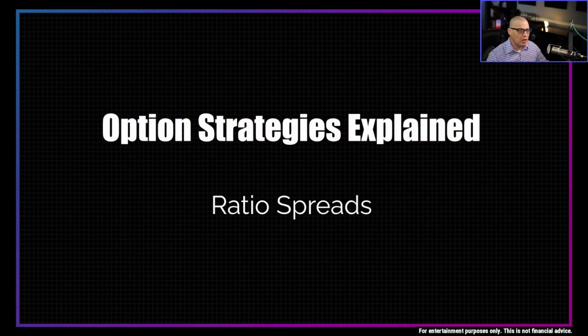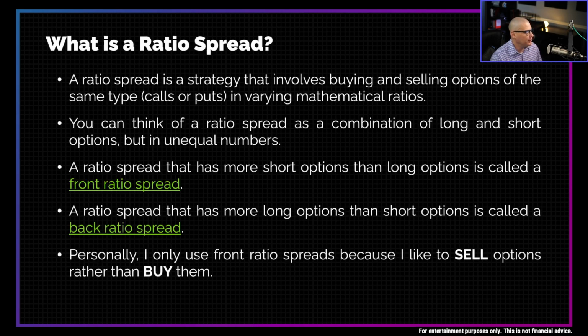And one way to reduce your risk is, instead of doing just your standard naked short put, naked short call, or naked short strangle, what you could do is a ratio spread. So, option strategies explained. Today we're talking about the ratio spread. Specifically, we're going to talk about front ratio spreads.